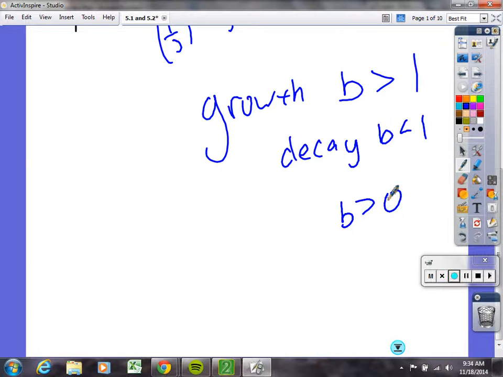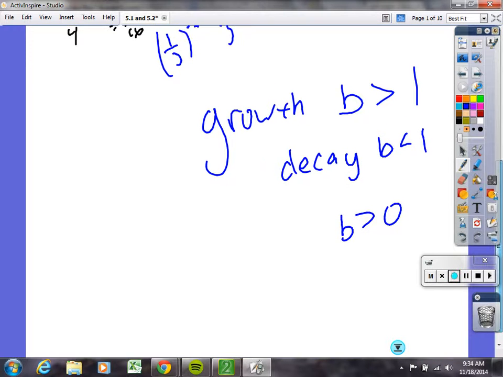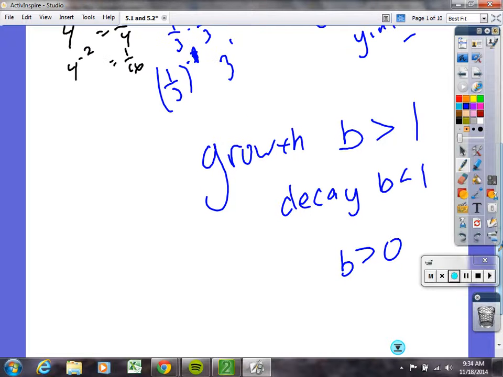0. Why would we not want my base to ever be negative? Anybody help me out with that? I'm just asking questions here for some thinking. Why would I want my b always to be greater than 0 and never, notice it's never equal to 1. Why should it not equal 1? 1 raised to any power is 1, so it'd just be a consistent line, right? Does everybody understand that? Makes sense, doesn't it? Okay, so that's why you don't have either of those. So your base has to be greater than 0, but it'll never be 1.